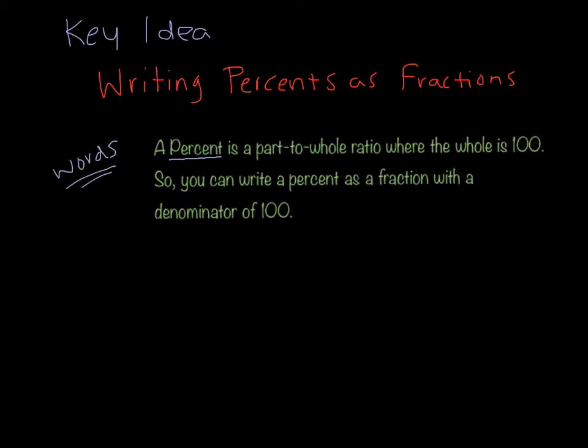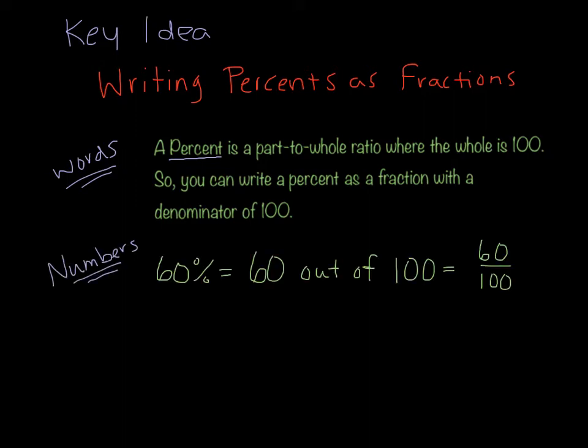All right, so in words, a percent is a part to whole ratio where the whole is 100. So you can write a percent as a fraction with a denominator of 100. In numbers, it means, 60% equals 60 out of 100. It also equals 60 over 100.